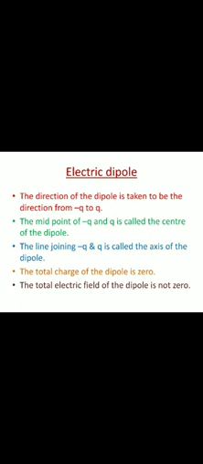The following points may be noted about an electric dipole. The direction of the dipole is to be taken from minus q to plus q. The midpoint of minus q and plus q is called the center of the dipole. The line joining minus q and plus q is called the axis of the dipole. The total charge of the dipole is 0, but the total electric field of the dipole is not 0.